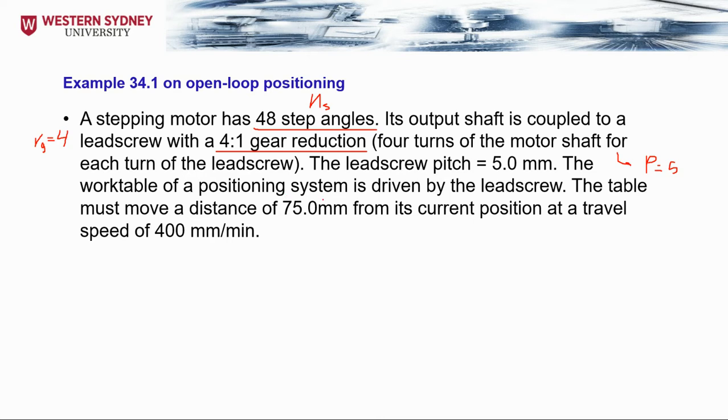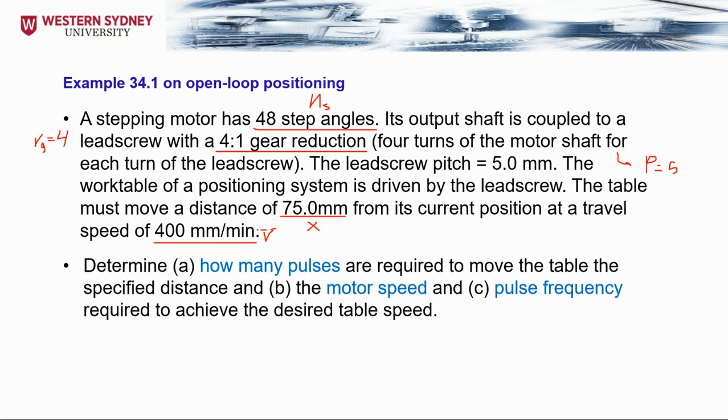The work table positioning system is driven by the lead screw. The table must move a distance of 75 millimeters, that's x, from its current position at a travel speed of 400 millimeters per minute, that's v. Find how many pulses are going to be required, Np.